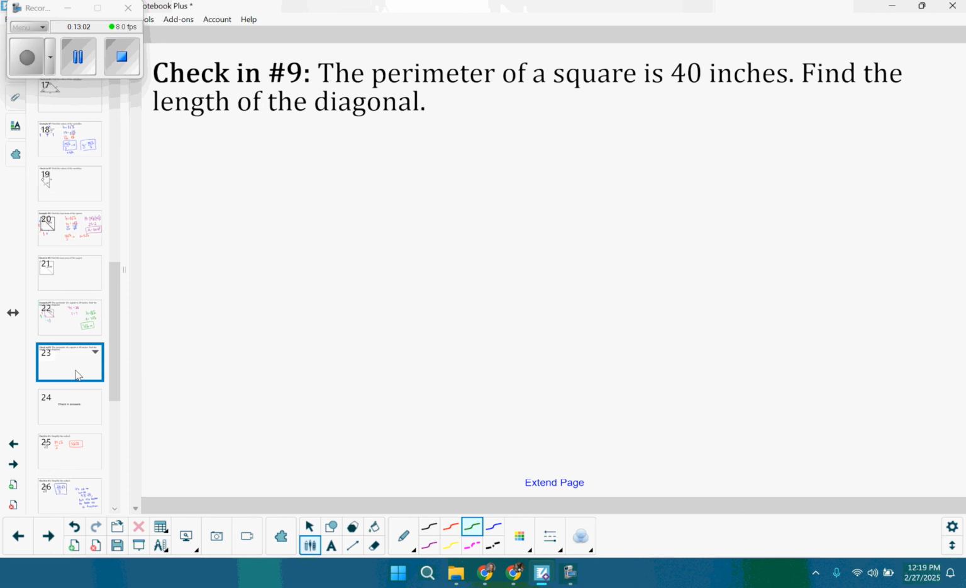This is the final try problem. Answers posted on Google Classroom. And that is the end of 9.2 with the 45, 45, 90 triangles.